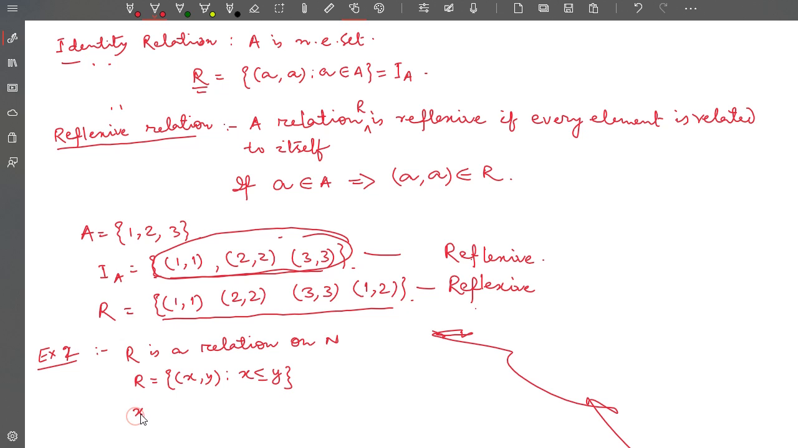Can we write x is less than or equal to x? Yes, it is always true. So R is reflexive. Now how to prove the relation is reflexive? You have to prove that R contains all (x, x) type pairs.